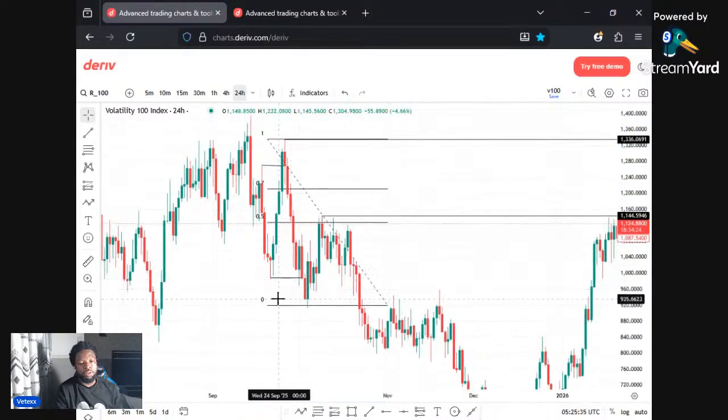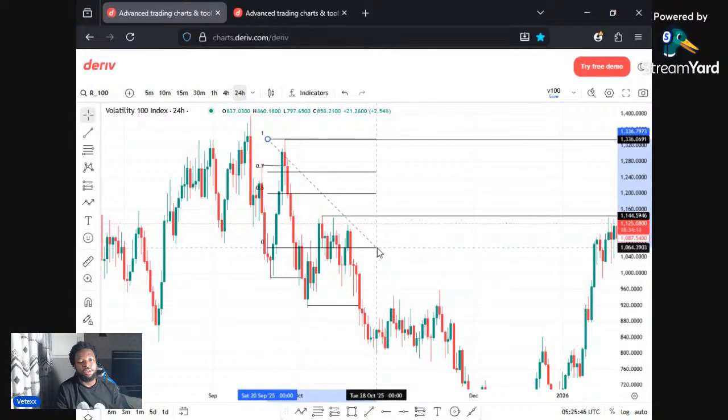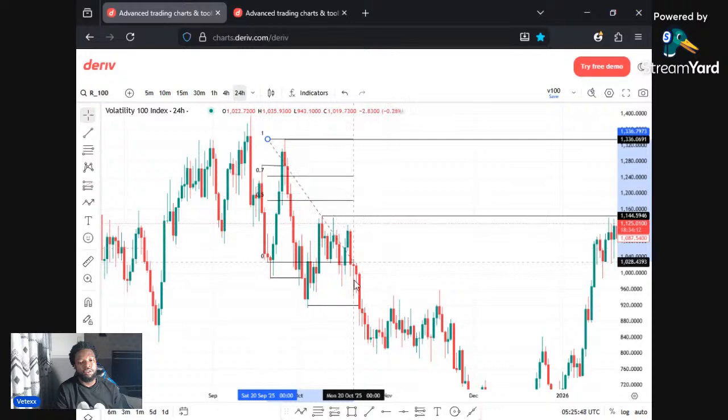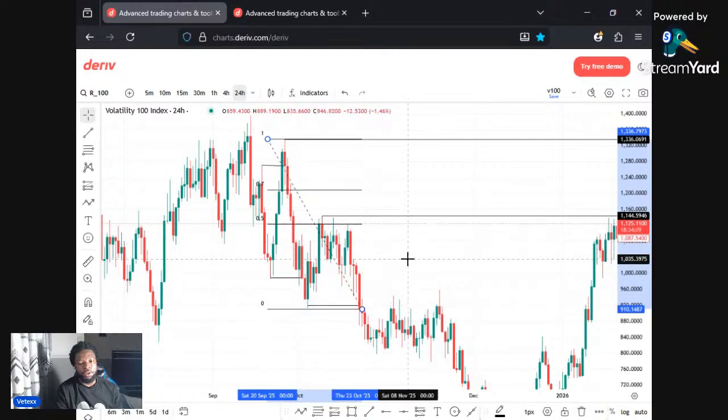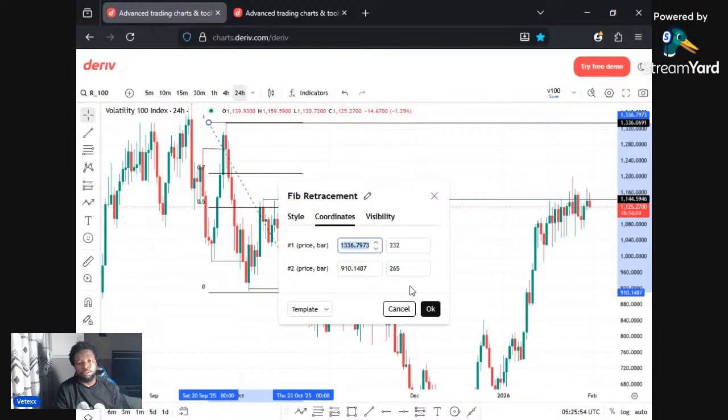So this is 0, this is 0.5, this is 0.7, this is 100. So if this thing crosses 0.5, it simply means the retracement is up to 50%. But in case it doesn't, maybe it's somewhere here like this, then the retracement is not valid. So this is it. So my Fibonacci setting is like this. Let me just show you my setting.